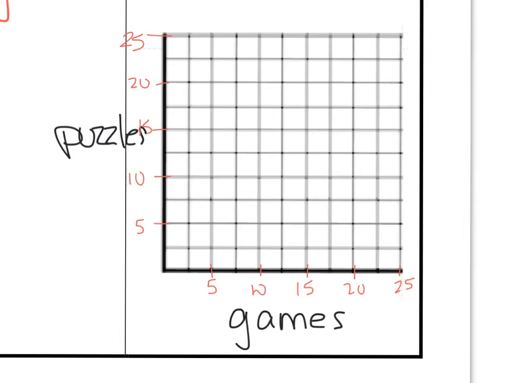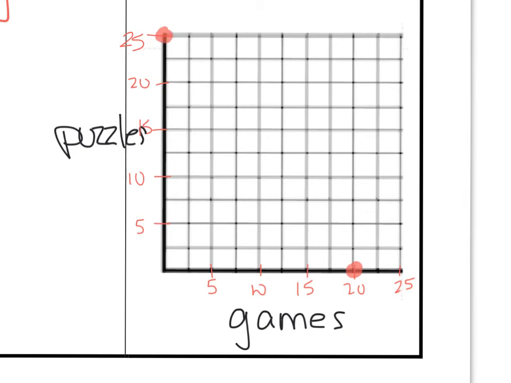So I'm going to graph using the x and the y intercepts. My x-intercept is when y is equal to 0, so if I didn't sell any puzzles, I would have to sell 20 games. That's my x-intercept right there. My y-intercept is when x is equal to 0, so if I didn't sell any games, the math department would have to sell 25 puzzles.